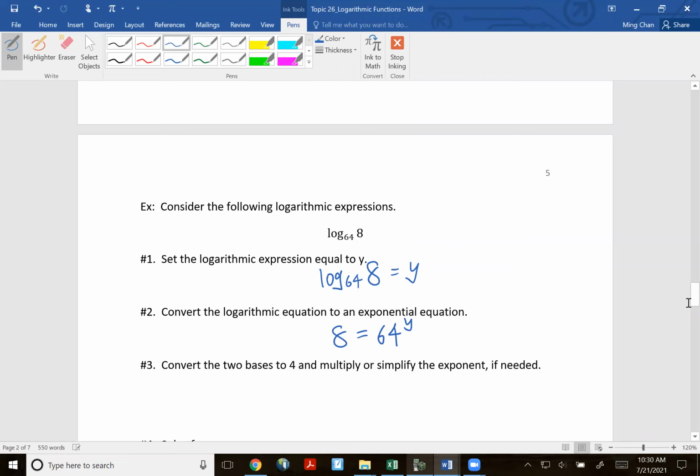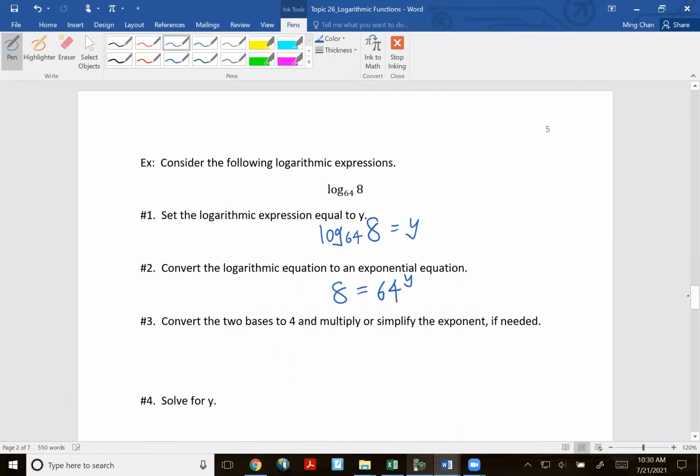No, I cannot convert base 4. 8 cannot convert into base 4. Sorry about that. It's base 8.